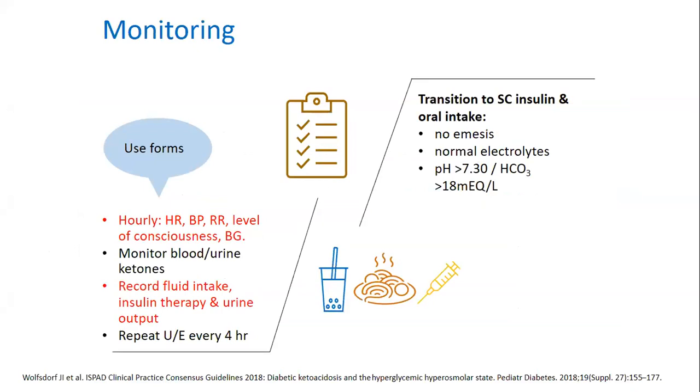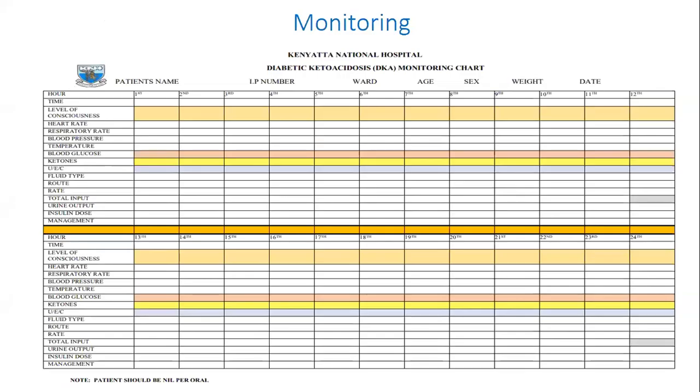These patients need to be monitored hourly. Monitor your heart rate, blood pressure, respiratory rate, level of consciousness, and blood glucose. You monitor your blood and urine ketones at least every 4 hours. Record fluid intake, insulin therapy, urine output, and repeat your UECs every 4 hours. I already talked about transitioning.